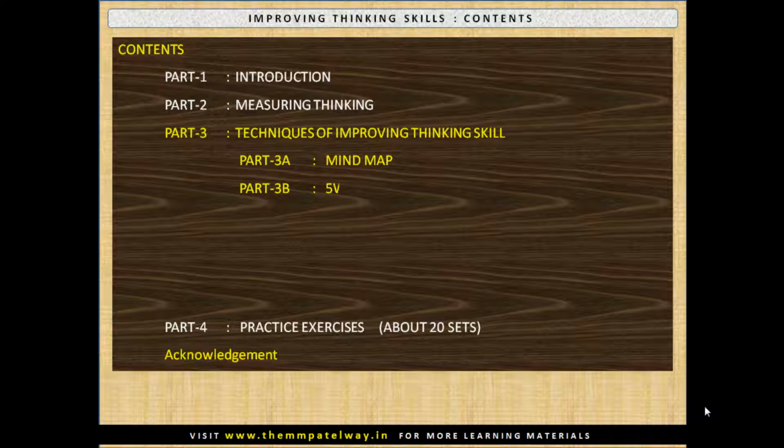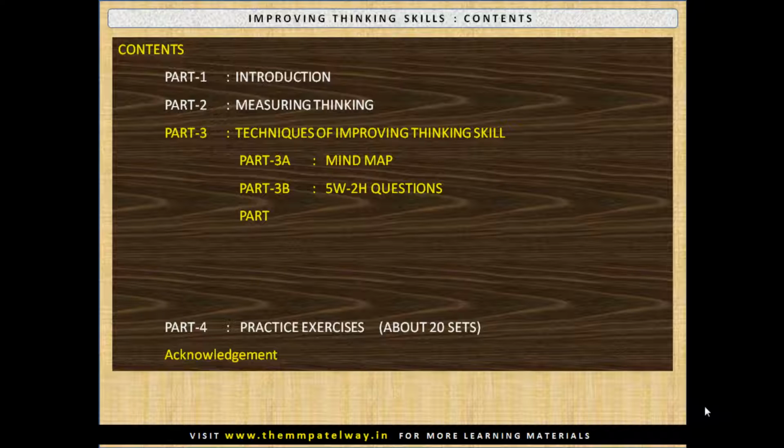The next technique we learnt was 5W2H questioning. This method is based on asking 7 questions. The 7 questioning tools are what, why, when, where, who, how, and how much.